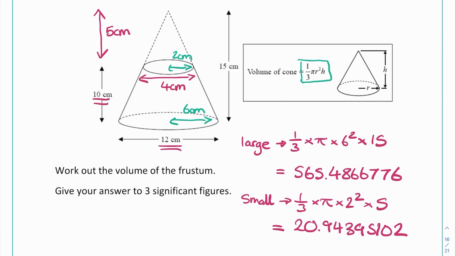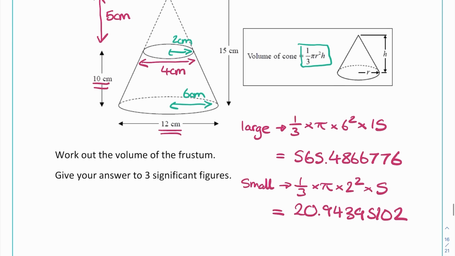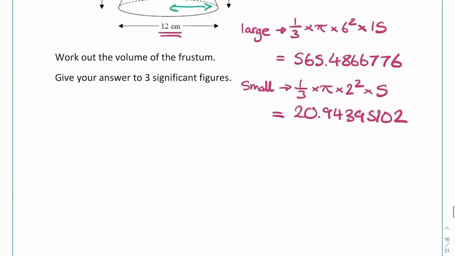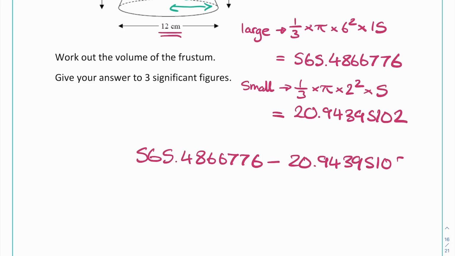So 1/3 times pi times 2 squared times 5, and 1/3 times pi times 6 squared times 15. So there we go, to get the volume of the frustum, we just need to take them away from one another, showing our working. So 565.4866776, take away 20.94395102. I just got to type that into the calculator as well.